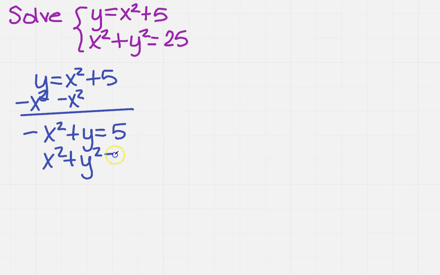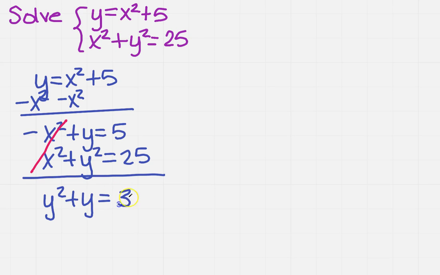Ooh, check that out. Talk about luck. Okay, maybe not for me, but if it had been the first time I did it, I'd say it was luck. So the x squareds are actually going to cancel one another out. So I'm just left with y squared plus y equals 30.